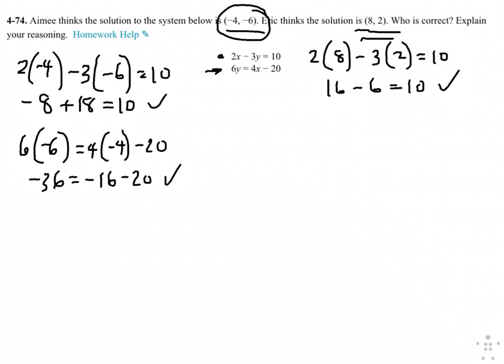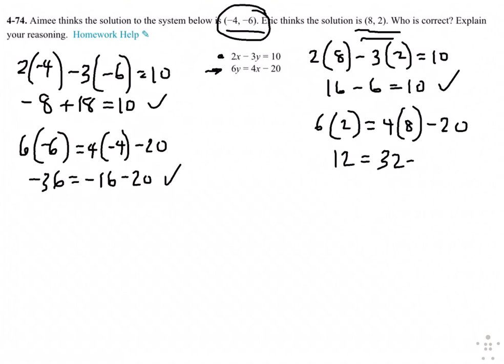Now let's try it in the second equation. 6 times y, which is 2, equals 4 times x, which is 8, minus 20. So 12 equals 32 minus 20. Yes, it does. So yeah, both these points are correct. They're both on the same line. And there's infinitely many solutions that work, and these two are definitely two of the points.